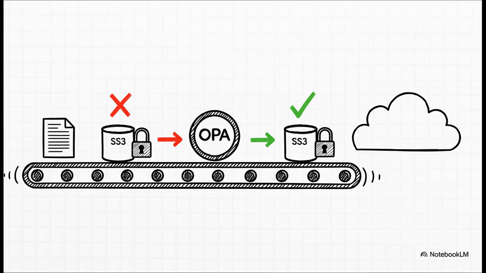But OPA isn't just for runtime security. It's also an amazing tool for your CI/CD pipeline. It can analyze your infrastructure as code, like a Terraform plan, before it ever gets applied. Just imagine a policy that automatically blocks any change that would make an S3 bucket public. That's preventative security at its absolute best.